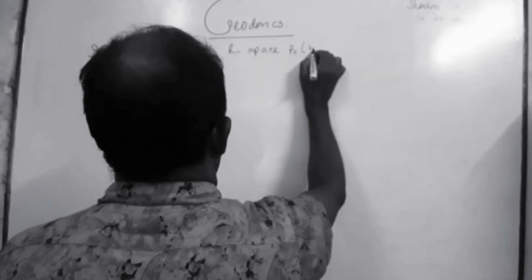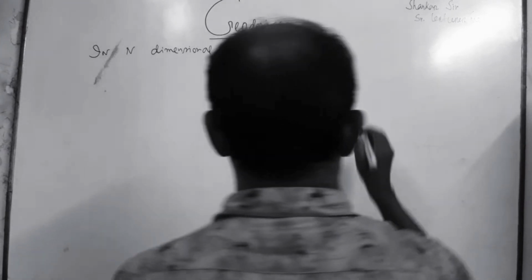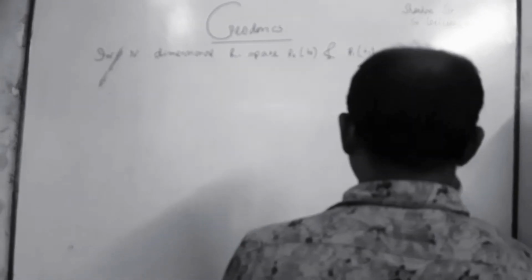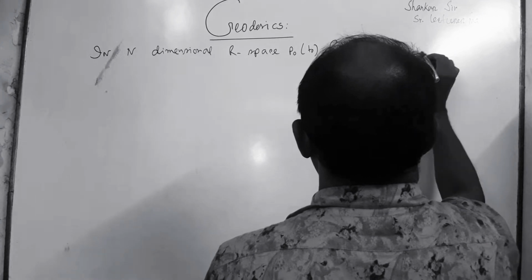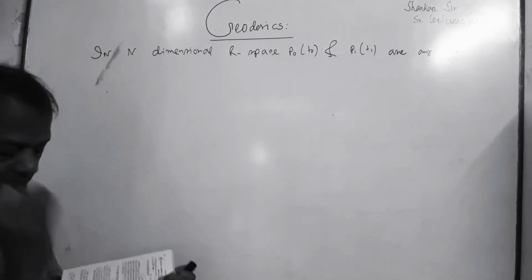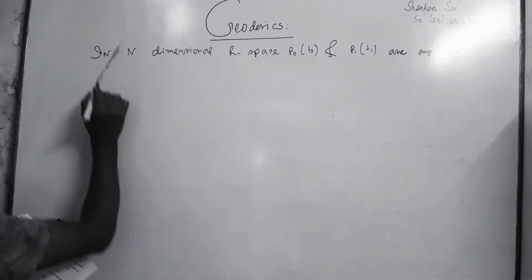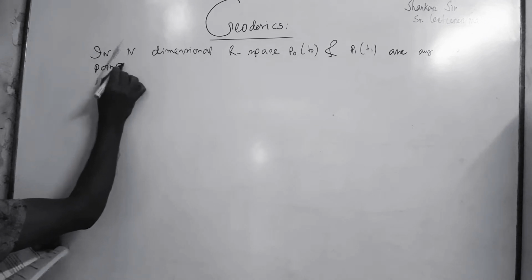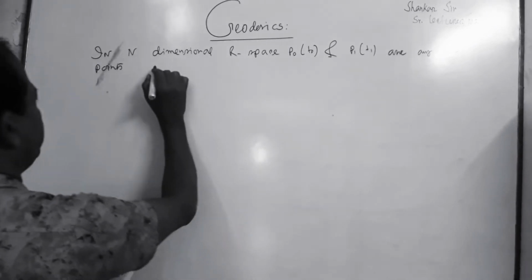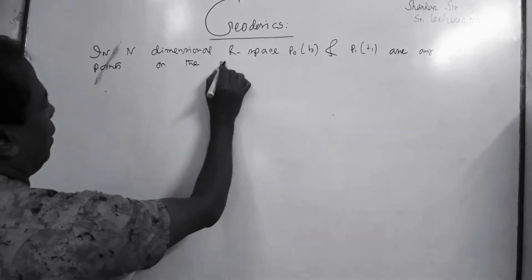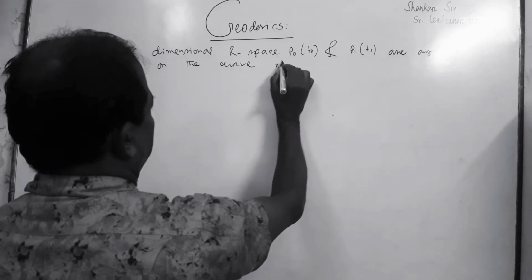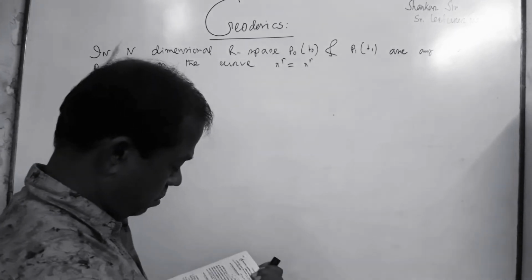P0 and P1 are any two points on the curve x(r) equal to x(r)(t).